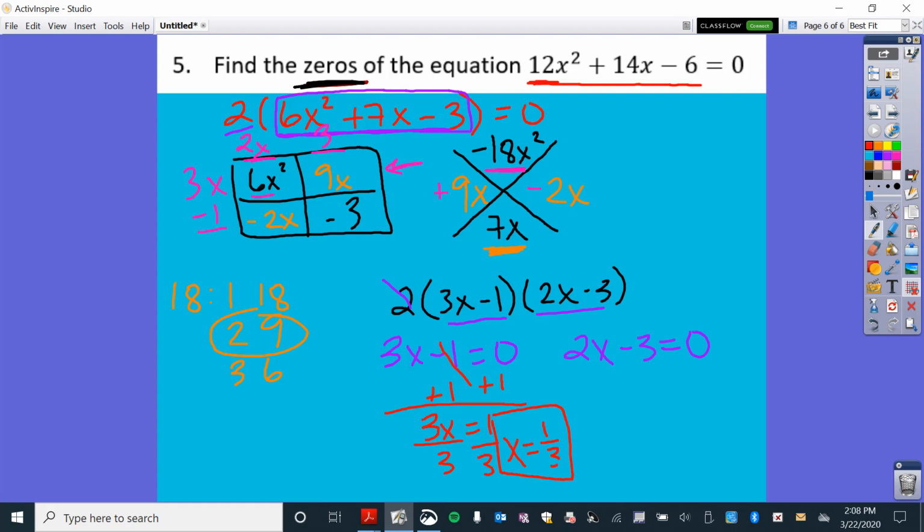Okay, and then we're going to move to our last one, and what do we have to move first? Good, minus 3, so we're going to add 3 to both sides. So we have 2x equals 3. And what's your last step? Divide by 2. So you get x equals 3/2.